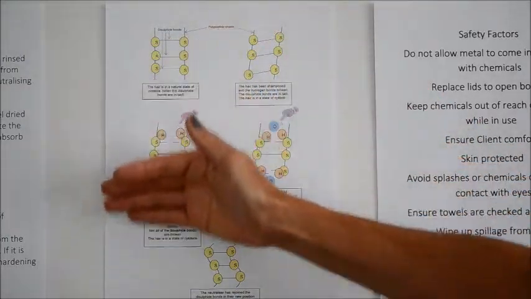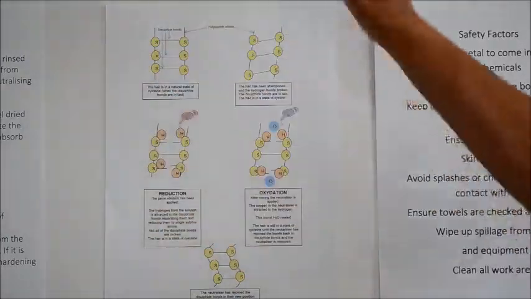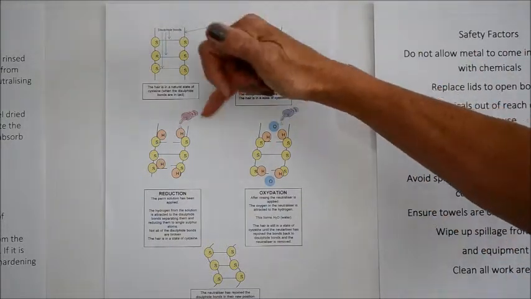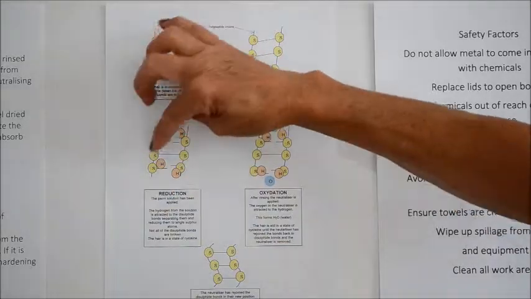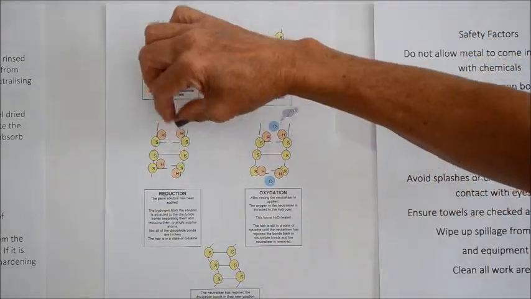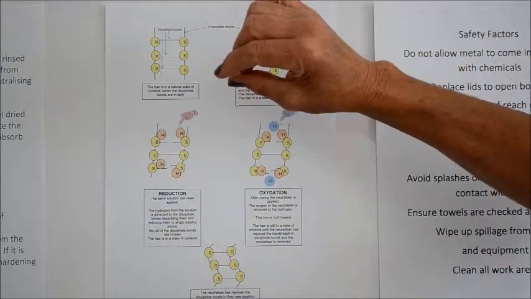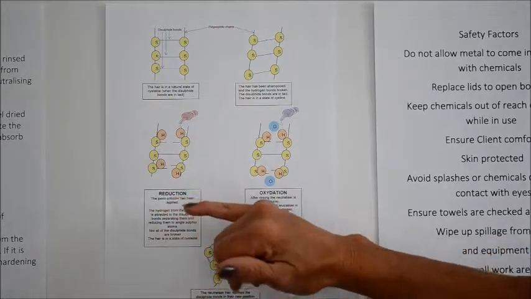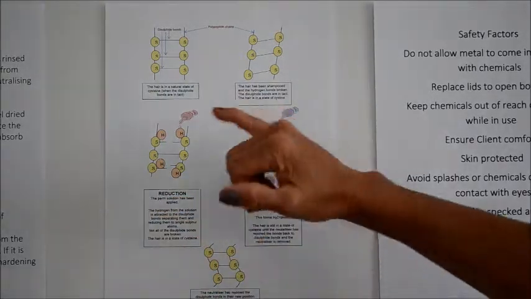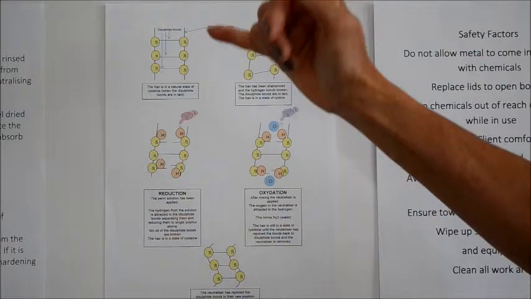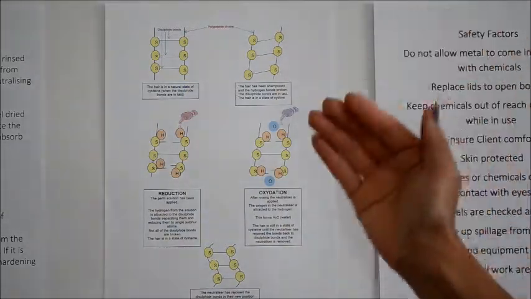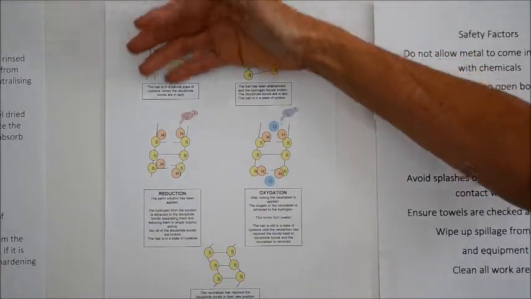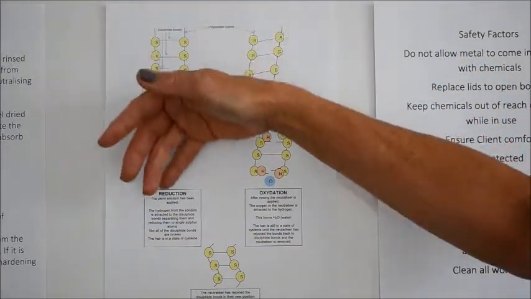So when we look at this diagram here, the perm solution has been applied. The hydrogen from the perm solution is attracted to the sulfur in the disulfide bonds. Now that separates or reduces the disulfide bond to single sulfur atoms, which is why it's referred to as reduction. So the hydrogen attracted to the sulfur separates the disulfide bonds and reduces it to single sulfur atoms. Now not all of those disulfide bonds will be broken.